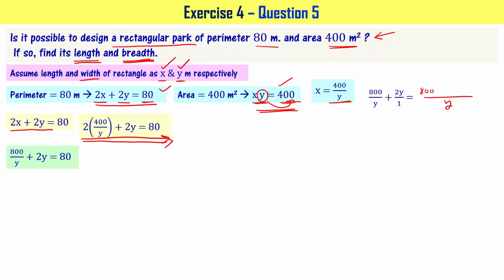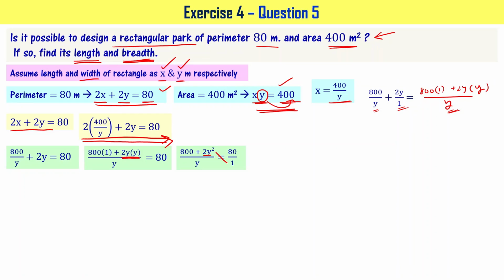You have 800. This y divided by this y is 1 plus 2y. Let me write it as is. This y divided by 1 is going to be y. Now let me write this. 800 times 1 plus 2y times y divided by y equal to 80. This can be written as 800 plus 2y square. 2y times y is 2y square divided by y equal to 80 by 1.